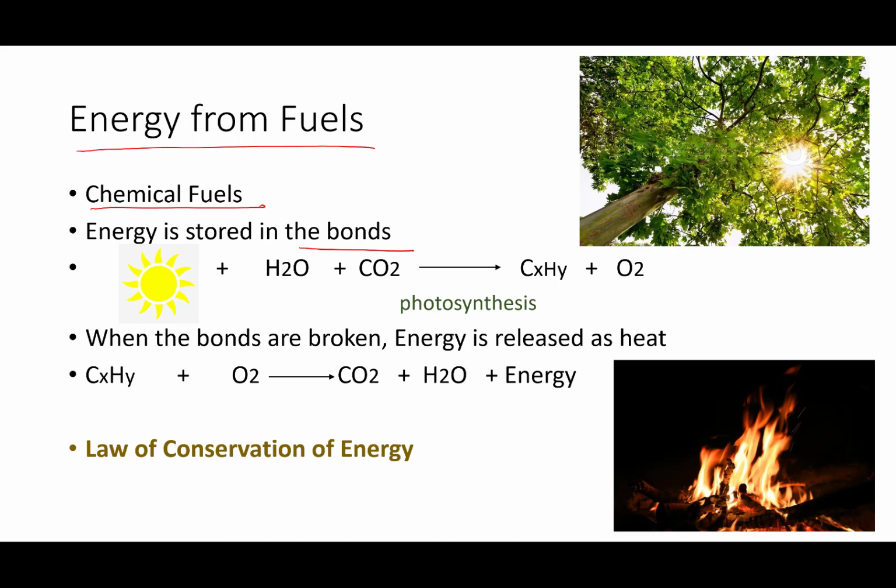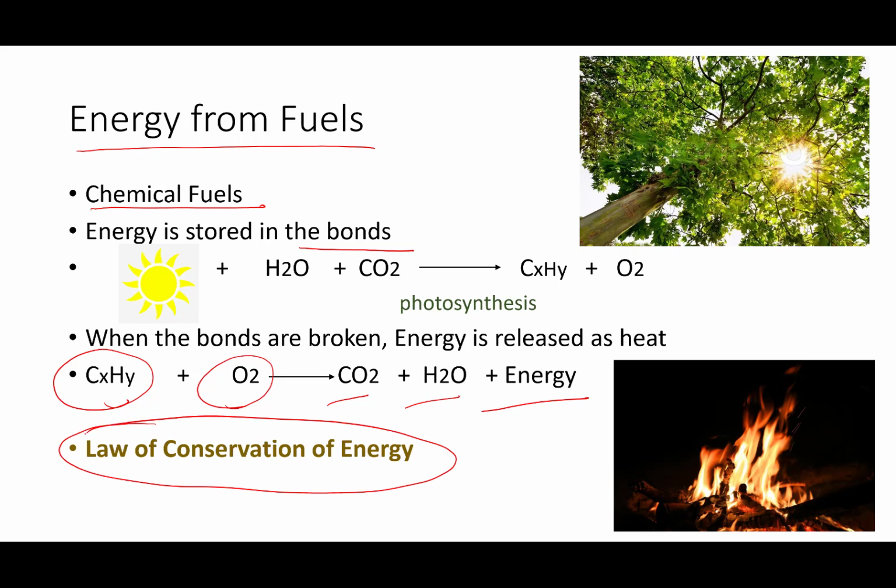All of these chemical fuels that we've been talking about are hydrocarbons. And when they chemically react with oxygen and produce carbon dioxide and water vapor, they give off energy as heat and light. This is all part of the law of conservation of energy: energy can't be created or destroyed, it simply changes forms. Where did that energy come from in the first place? Well, it's from the sun.